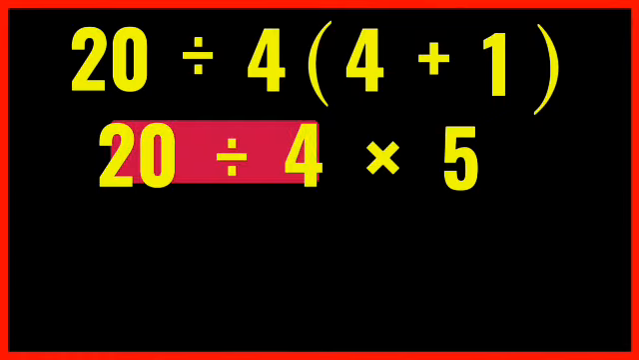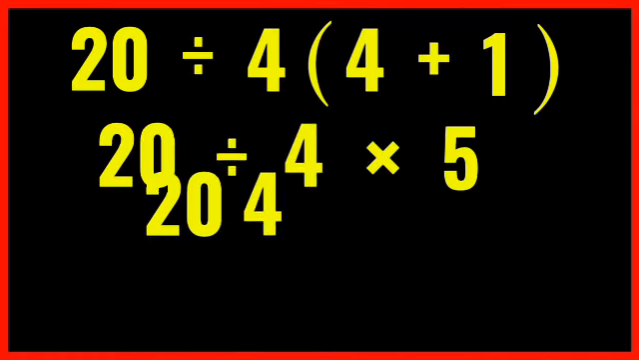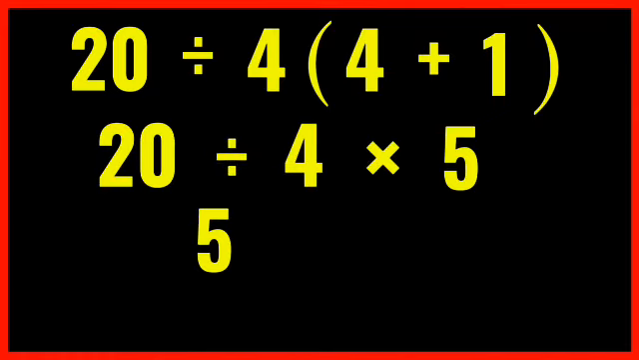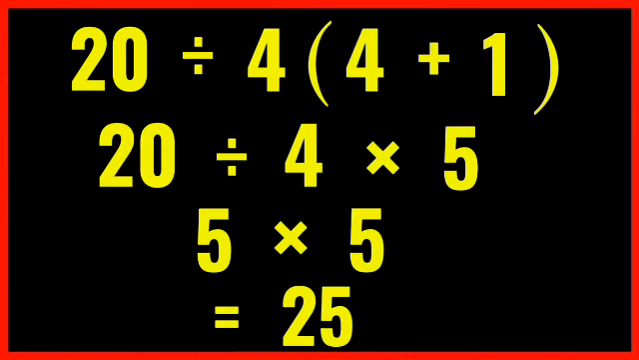First up from the left, 20 divided by 4, which equals 5. Step 3, finally, 5 times 5 equals 25. The true answer is 25. Now, think you've got it? Let's test your brain with this one.